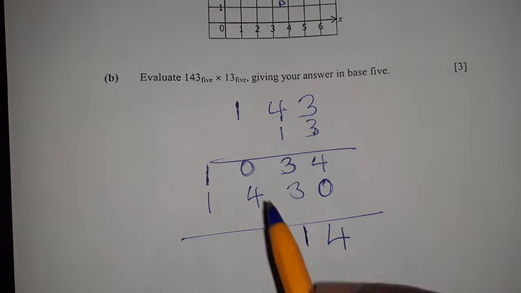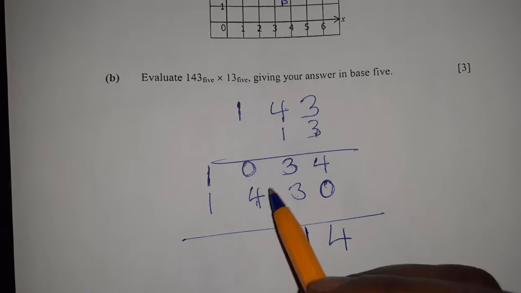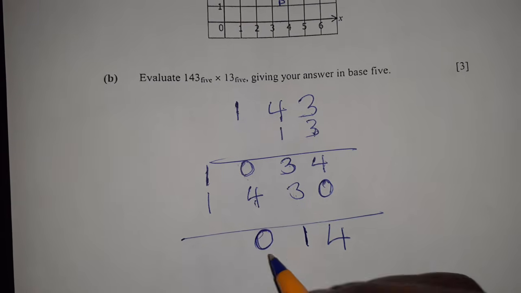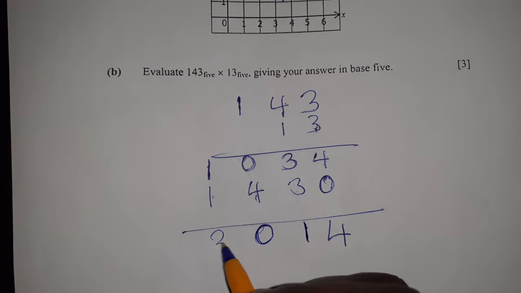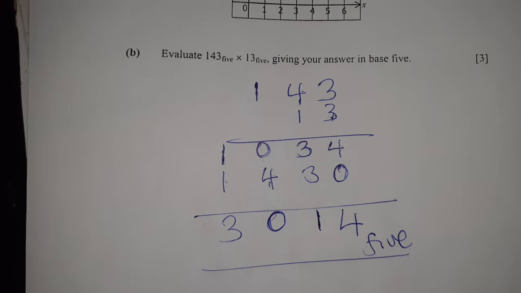You write the remainder 1. This will give you 5. This will give you 4. Plus that 1, you have 5. So 5 divided by 5, it's 1 remainder 0. You write the remainder 0. 2 plus that 1, 3. In base what? Base 5. This is what will be our answer.